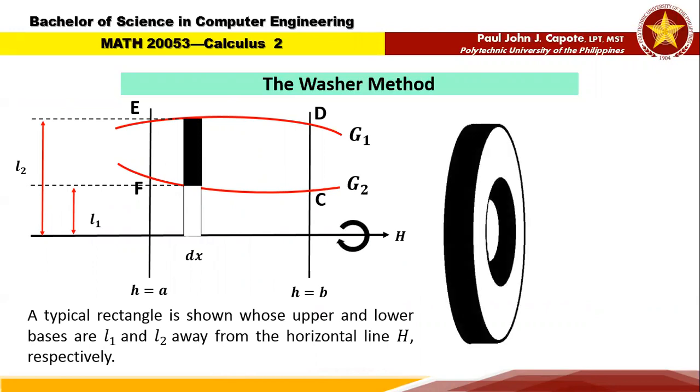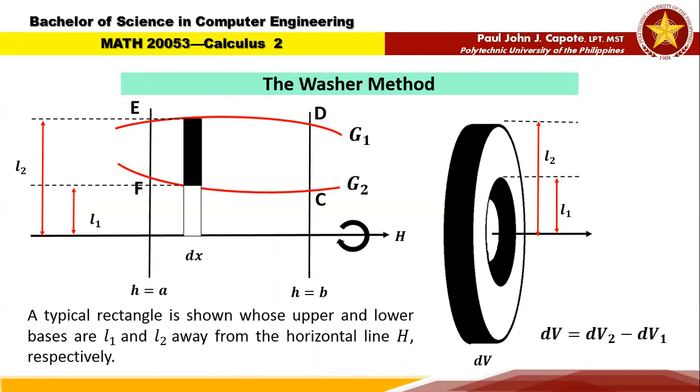To revolve this, we get a solid of revolution whose upper base is L sub 2 away from the horizontal line and whose lower base is L sub 1 away from the horizontal line H. To estimate the volume of this washer, the volume is equal to the volume of the cylinder whose length is L sub 2 minus the volume of the cylinder whose length is L sub 1.